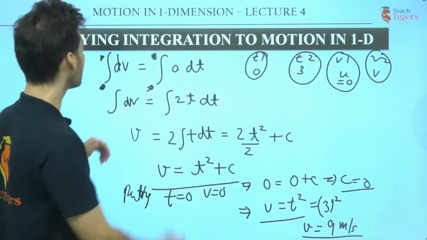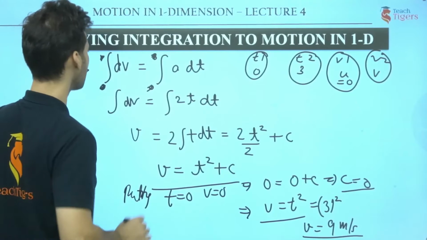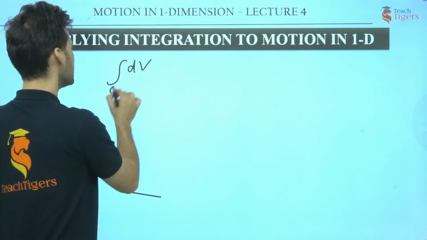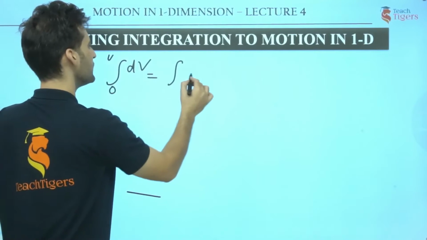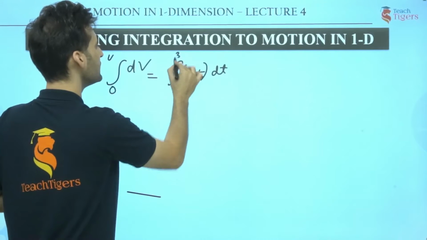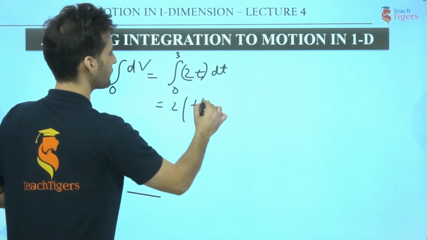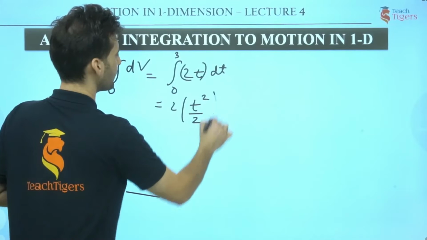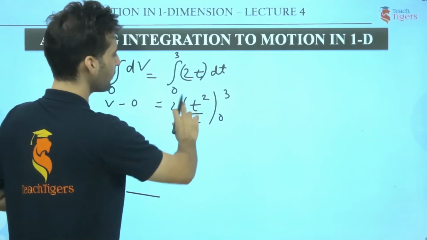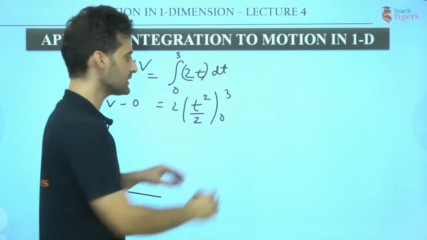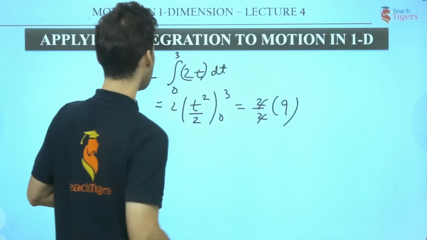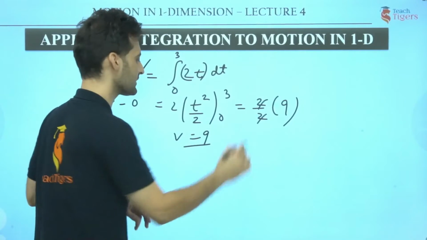Otherwise, there is another way also. Here only I could have put these limits. Already I could have put 0 to v equals a, which is nothing but 2t, and time from 0 to 3. If I solve it, it will be 2 t square by 2, from 0 to 3, and this will become v minus 0. In definite integration we put the limits, so it would have come like this, 2 by 2 directly, so I would have got directly 9.